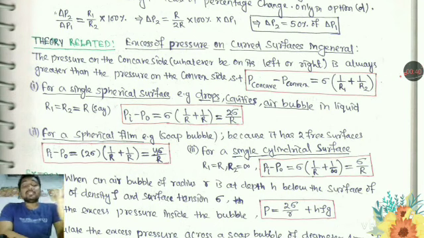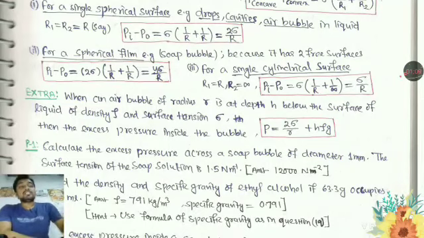But for a spherical film, for example in case of soap bubble, because it has two free surfaces, P inside minus P naught equals 2 into sigma, not only sigma but 2 sigma. That's why it is two free surfaces. So 4 sigma by R. You have to remember these two formulas. For a single spherical surface it is 2 sigma by R. For a double spherical surface it is 4 sigma by R. For a single cylindrical surface, one radius will be infinite, so the difference in pressure will be sigma by R.